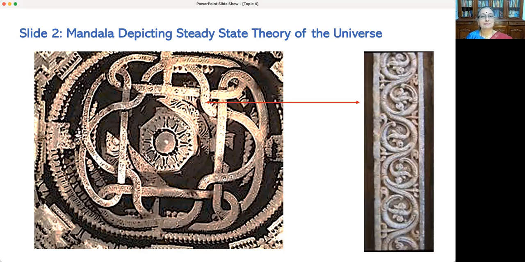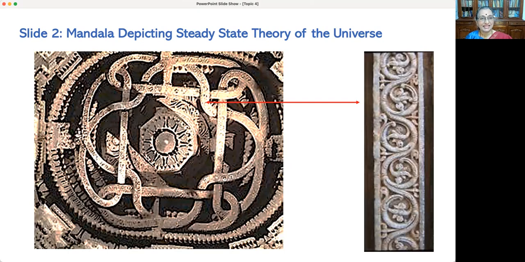From a scientific perspective, the spiral shapes in the mandala also depict the law of conservation of energy, which states that energy can neither be created nor destroyed. The total energy of an isolated system is constant but can change its form from one to another. This concept is depicted in a pictorial form in this mandala. Let's now look at an example of how steady state theory was depicted in sculptures.